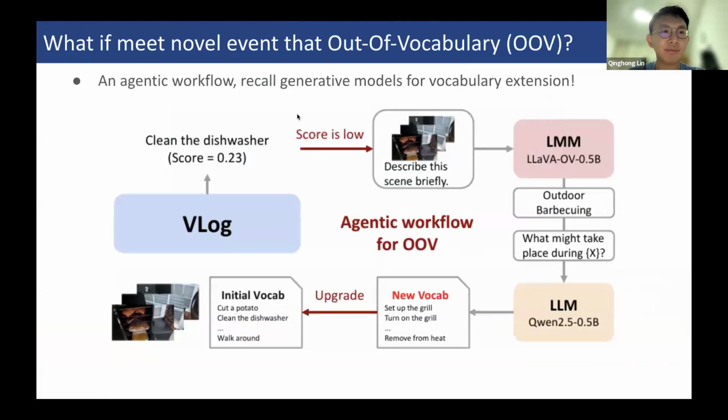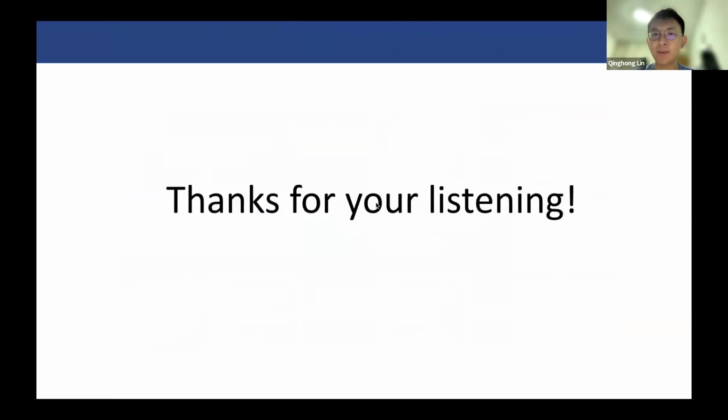And there's still one issue in our framework, as we need to construct a closed-set vocabulary. So we also develop a generative workflow. It will recall a generative model, such as LLaVA or a vision LM, to help us expand the vocabulary size. So then we can adapt to novel events that do not appear in our original vocabulary. And that's all for my presentation today, and thanks for listening.